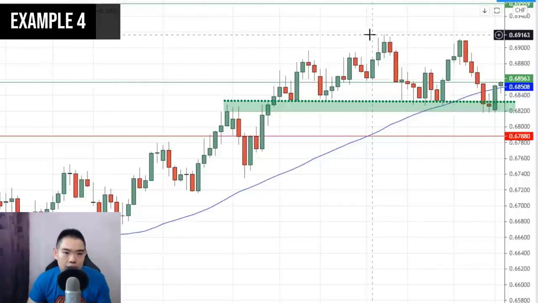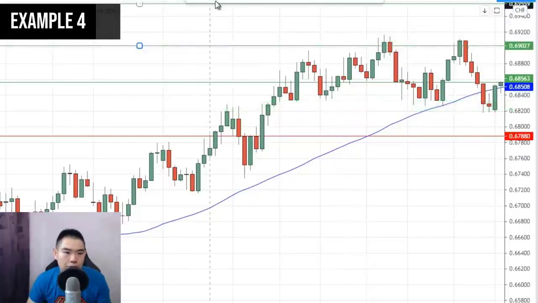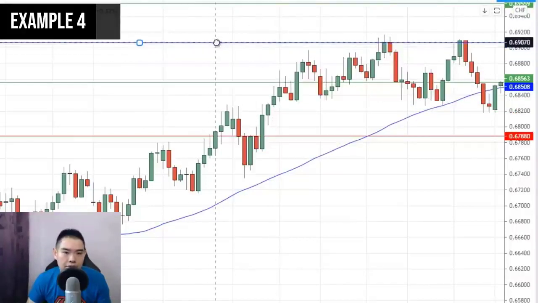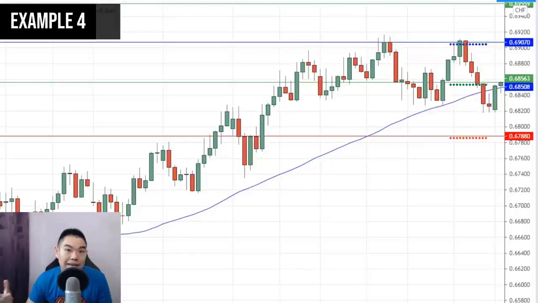Your target could be set just before this swing high. So let's say somewhere about here. Okay, I'll change this to blue. That's a potential level you can use to set your target profit. As of right now, if you just eyeball it, you can see that you're probably risking $1 to make about 80 cents or so.